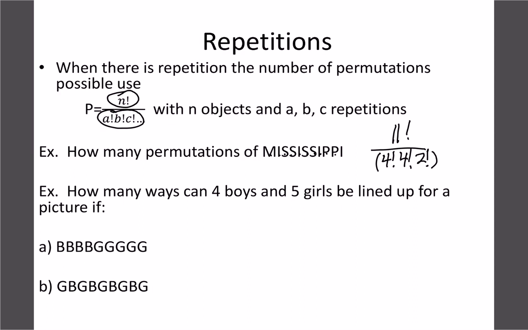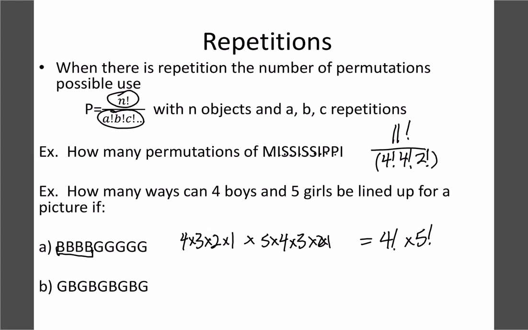Another one here, we got how many ways could 4 boys and 5 girls be lined up? So if we put all 4 boys in a row, so we don't care what order they go in, we just want to make sure that there's the boys first. So we got 4 different boys, you'd have 4, 3, 2, 1 for the boys. And then we got 5 girls, so 5, 4, 3, 2, 1 for the girls. So that gives us 4 factorial times 5 factorial.